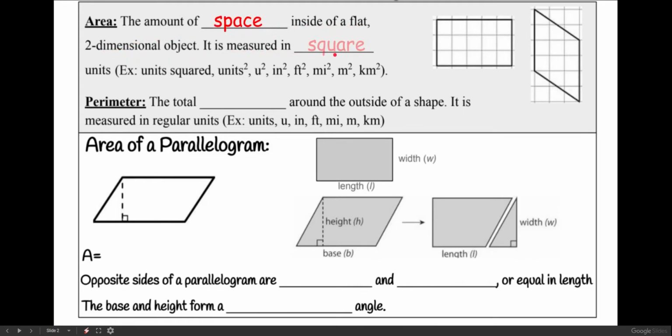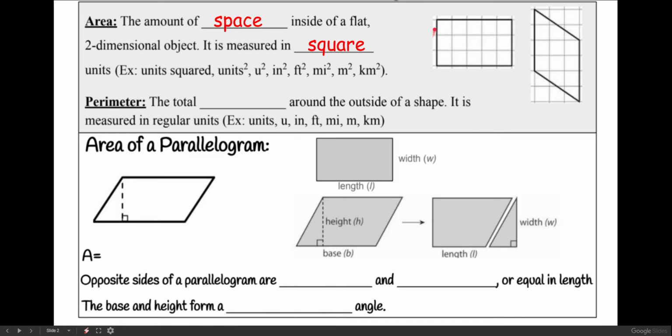It is measured in square units. For example, unit squared or units squared, that's another way of writing unit squared. That exponent 2 raised to the power of 2 means squared. U squared means unit squared. Inches squared, feet squared, miles squared, meter squared, kilometer squared. You can have centimeter squared as well, or any kind of length squared.